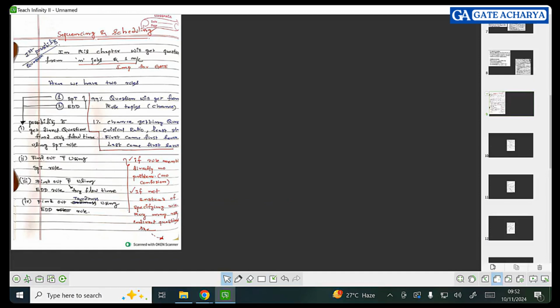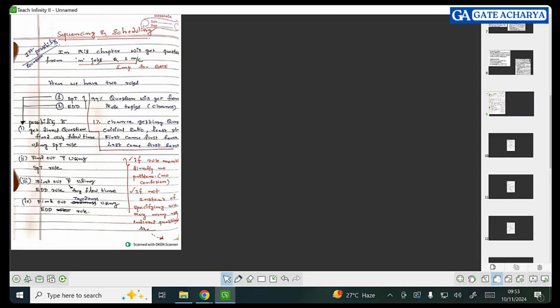Most of the possibility, the first possibility of the question will come from the chapter N jobs, one machine. In that, we'll have two options. One is the SPT rule and the EDD rule. SPT rule is shortest processing time. EDD rule means earliest due date. 99% chance we'll get questions from these two rules. Next is a 1% chance of getting critical ratio, least slack, first come first serve, last come first serve. I made this based on our previous years' question papers.